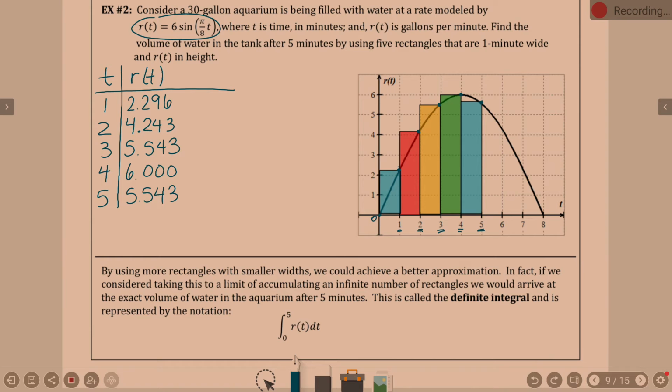Now I'm going to make a third column here, and this is total area. Eventually we'll get to setting up total Riemann sums, but I'm trying to get you to think about this. The area after 1 minute is 2.296. What's the area after 2 minutes going to be? What do we do to get it? Add the 2.296 and the 4.243. 6.539 is what mine has. What about the total area after 3 minutes?